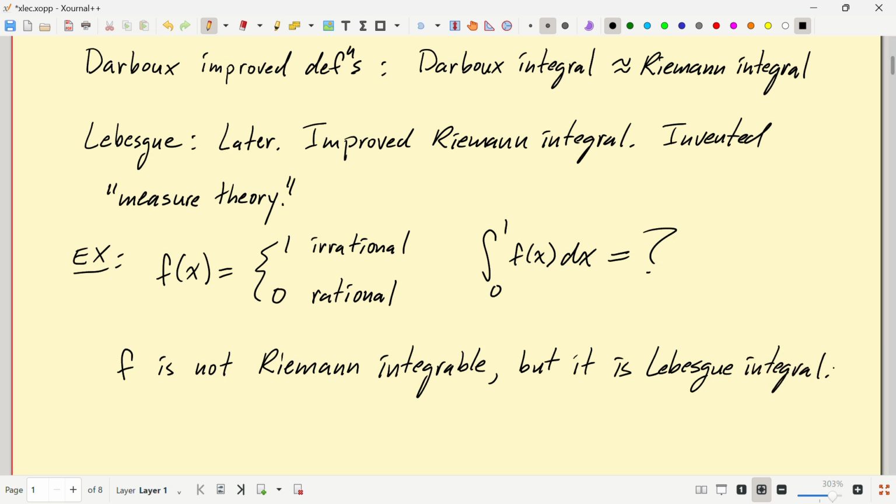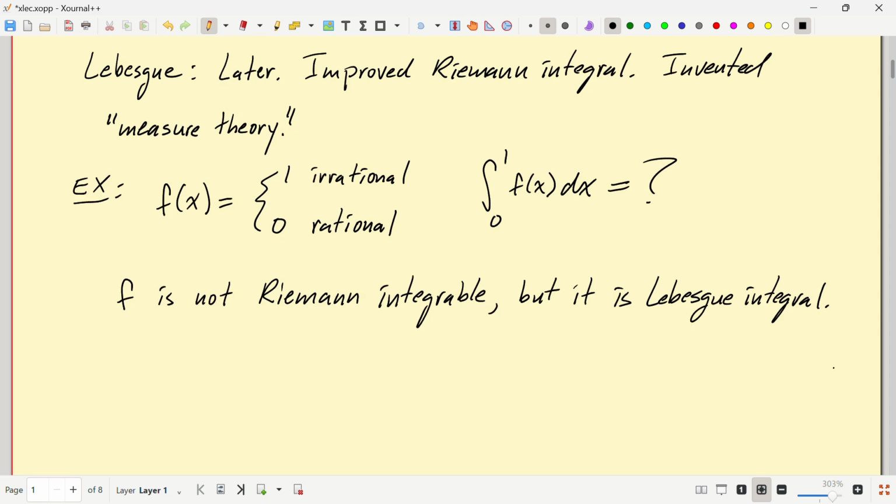Well, we know there's a lot more irrational numbers than there are rational ones. So the set where it's 0 is much smaller than the set where it's 1. It turns out, from the point of view of measure theory, the set of irrational numbers in [0, 1] is a set of full measure. Its length is 1. And the set of rational numbers is a set of measure 0. So you think of its length as being 0. So the Lebesgue integral, that integral, equals 1.